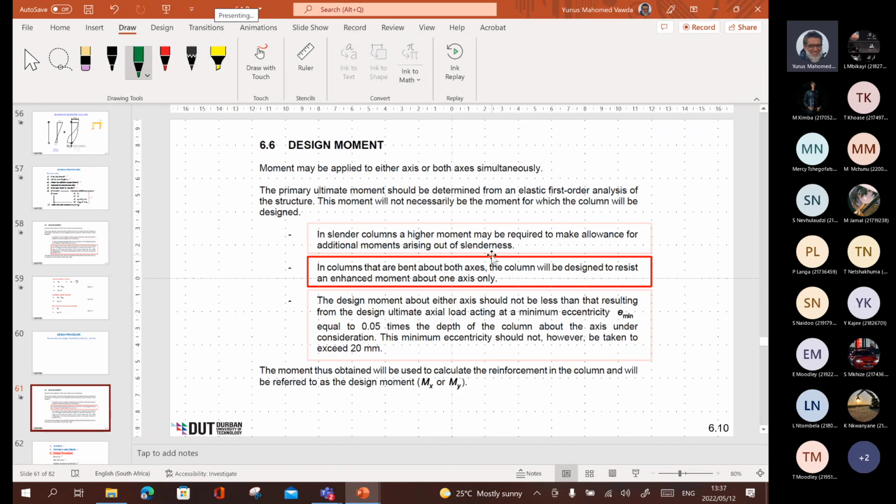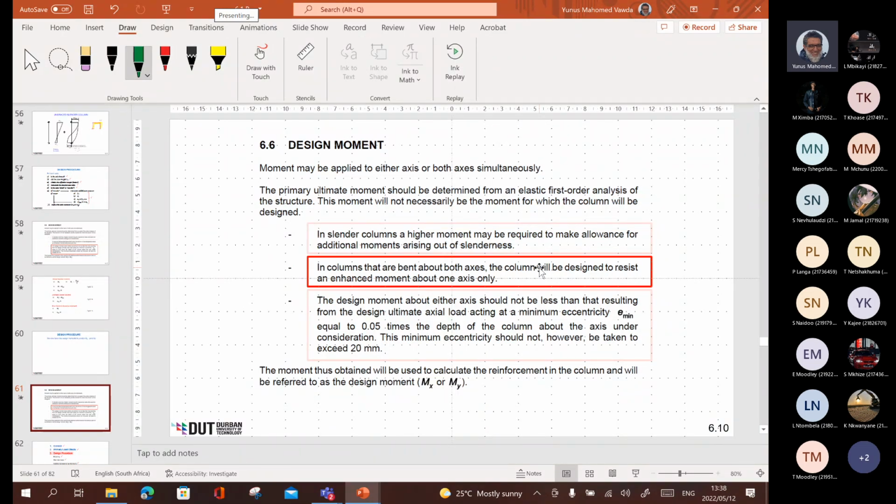So here we're looking at columns that are bent about both axes. Okay, we don't design it directly because of that diagram that I showed you earlier, the interaction between the two curves. So you've got that 3D image, which is difficult to solve. So what they do is they increase the moment in one direction because of the other.